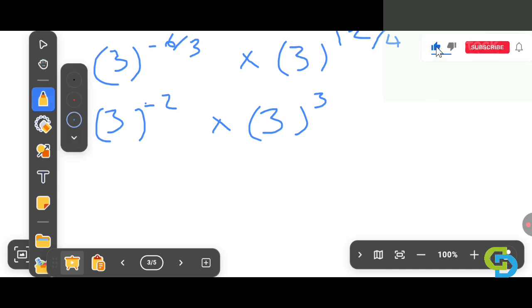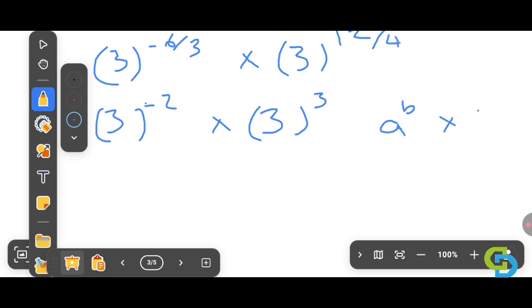Now when you have a value, maybe a raised to the power of b times a raised to the power of c, the same base with multiplication between them, it becomes addition. So we'll just pick one of these bases, that is 3, then we have minus 2 plus 3.